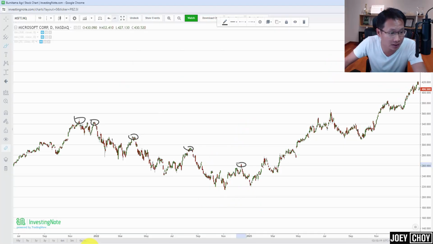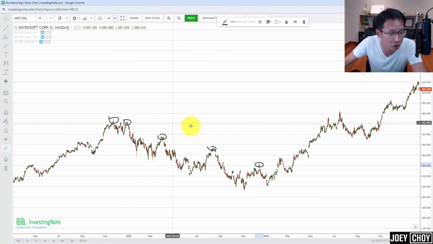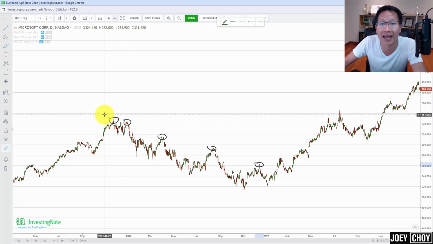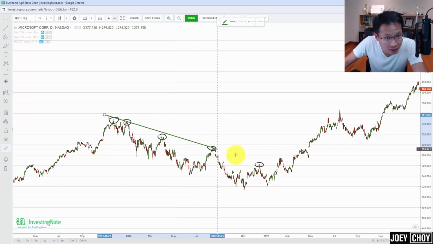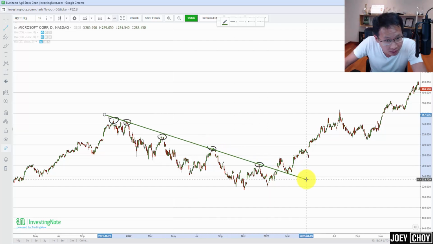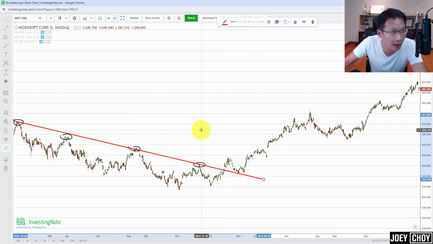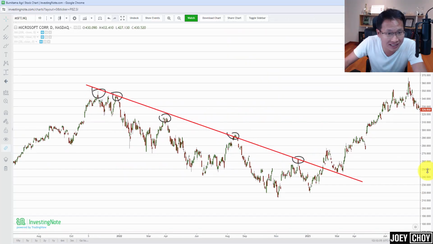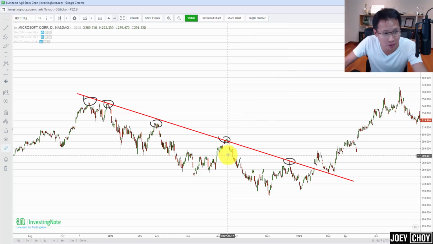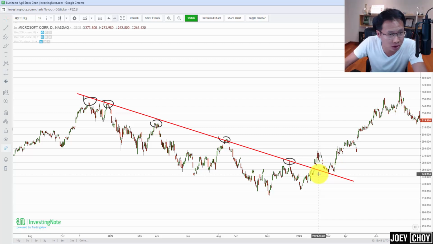So let's practice it. You can see that based on these lower highs, we can draw a downward sloping trend line connecting the highs. Right over here, we just connect the highs somewhere over here, and let's put it in red. All right, there we have it. This is what we call a downward sloping trend line. So Microsoft has been in a downtrend, I would say, from the end of 2021 all the way to the beginning of 2023, about 1 year plus.